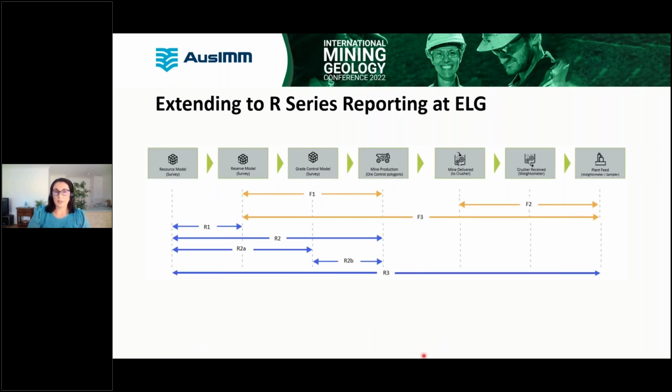So what we've done is we've extended the R series reporting at ELG, and whereas that F series depicts how well a mine can monitor the reserve, the mine production and the plant feed data, the addition of that R series framework into this mine value chain will give us more reporting around the estimation and the mining practice understanding. So what's happening around this grade control model as well as this resource model.